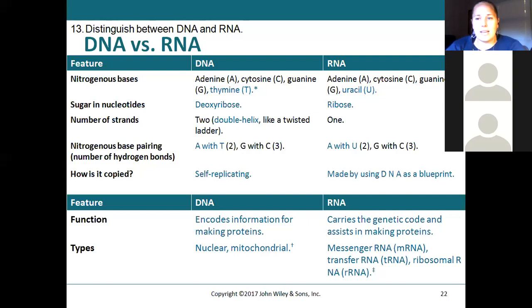And then DNA exists in the nucleus and in the mitochondria. If anyone ever wants to talk about why mitochondria have their own set of DNA, it's actually kind of cool. It used to be its own cell, or that's part of the hypothesis. And then the types of RNA, messenger, transfer, and ribosomal RNA, all have different functions in creating proteins. Okay, any questions about DNA and RNA?